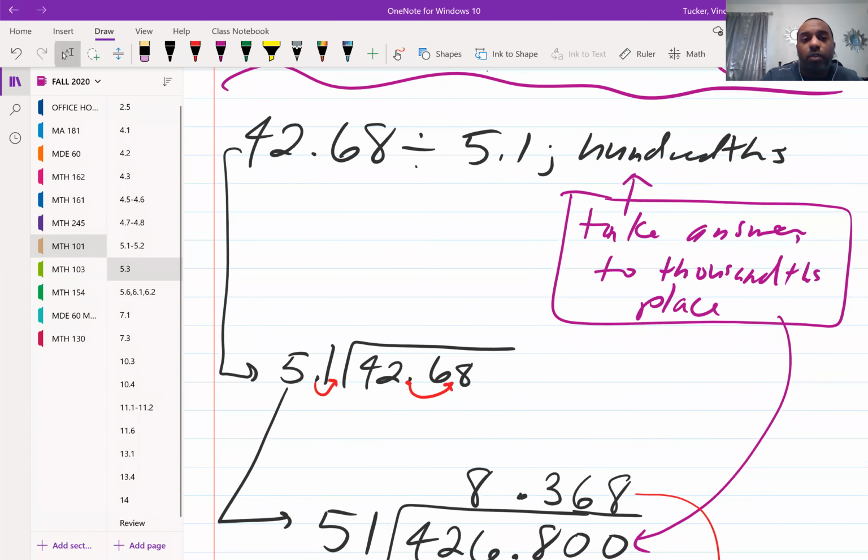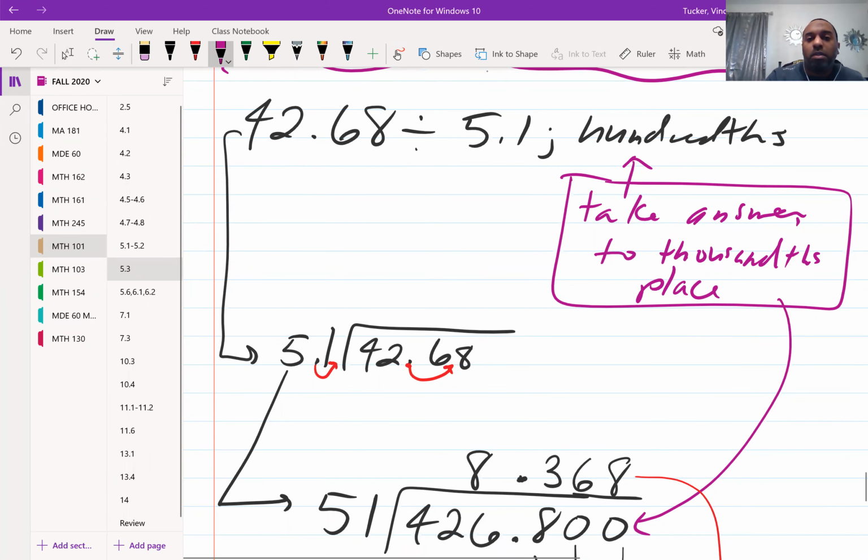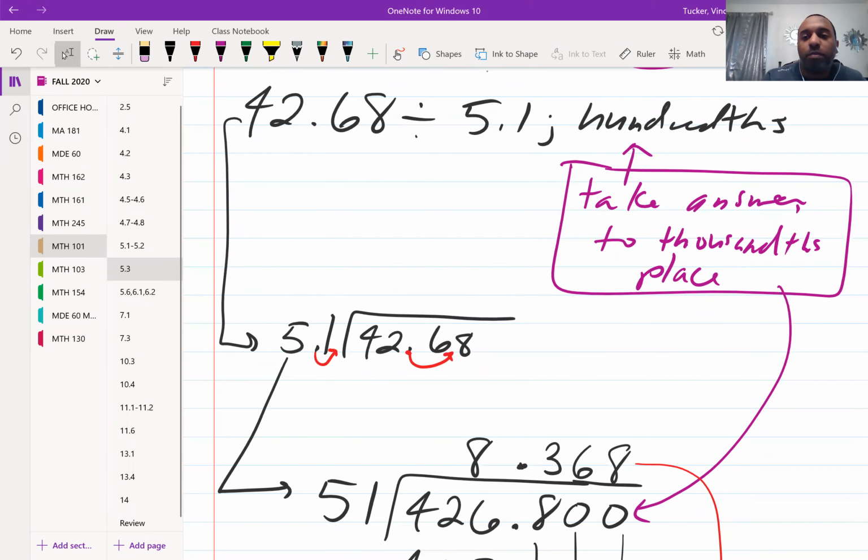So here, 42.68 divided by 5.1. This time they want us to round to the hundreds place. So that means I'm going to take my answer to the thousands place. Remember, we need one decimal over in order to be able to round. So once again, if I'm going to round to the hundreds place, I need to take my answer to the thousands place, one decimal place to the right, so that I'll be able to do that.